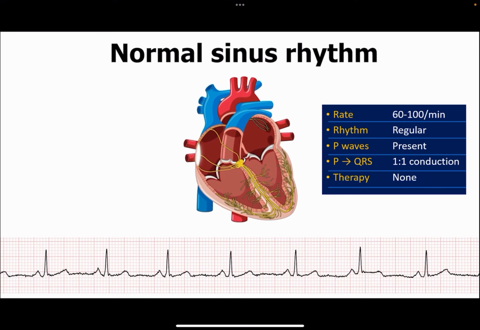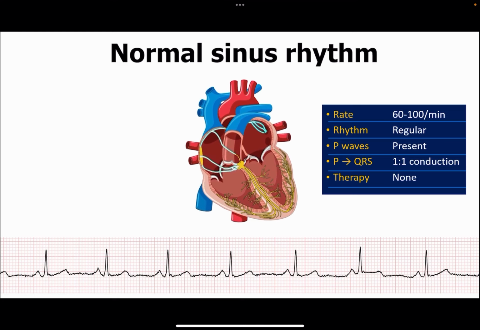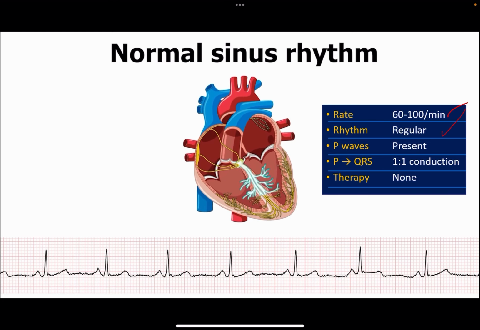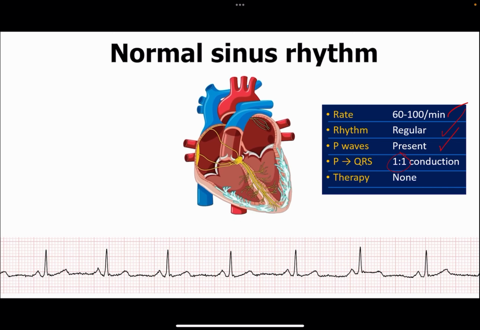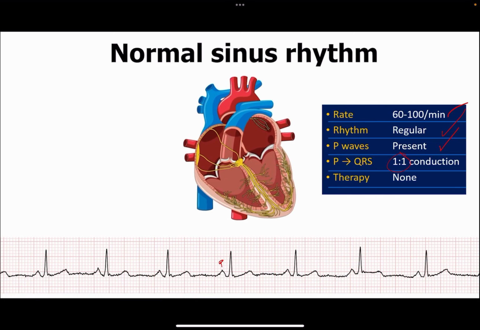Okay, for normal sinus rhythm, the rate should be 60 to 100. The rhythm should be regular. P waves should be present, and it should be 1:1. So 1 P and then 1 QRS.